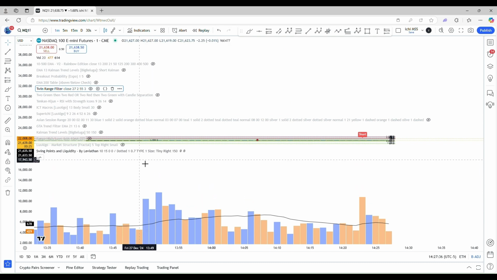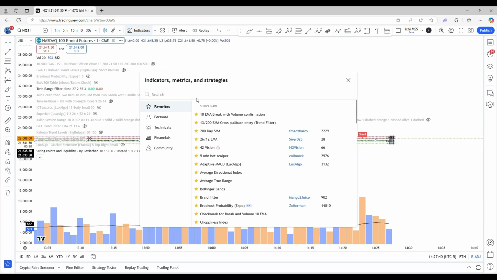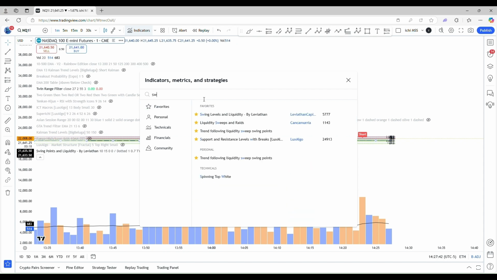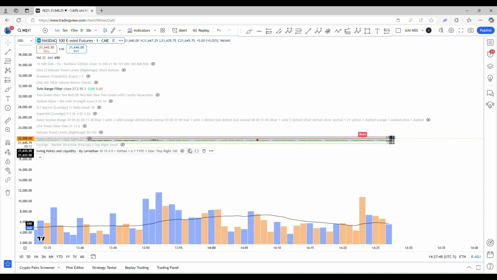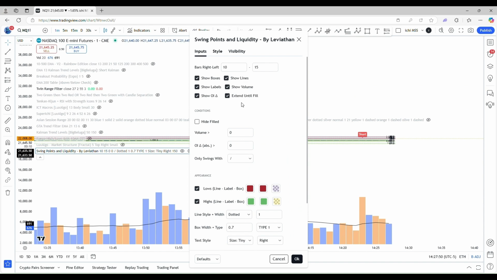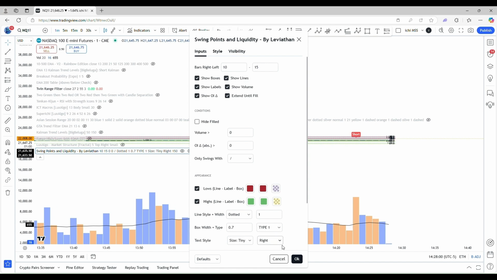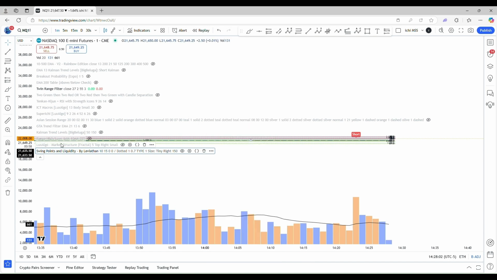So once you got that all set up, we're also going to want to add our liquidity indicator, Swing Levels and Liquidity by Leviathan. This one's pretty good. This is the one that I use. And I like to make sure that we have these boxes all checked, showing the open interest delta, volume, etc. If you want to change the colors, feel free to do so.